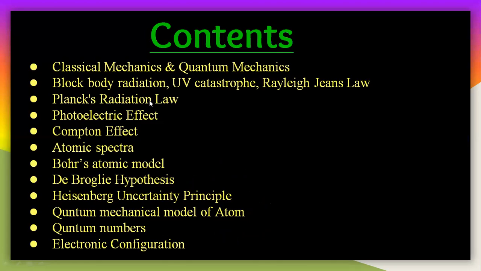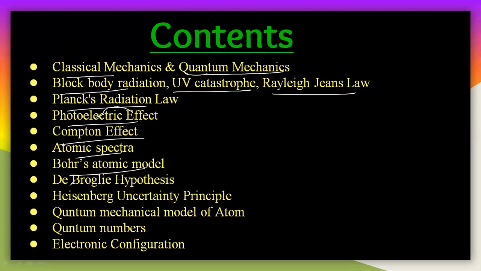First, the basic thing: what are the contents of this particular chapter? See, the classical mechanics and the quantum mechanics, black body radiation, the UV catastrophe and the Rayleigh-Jeans law, next Planck's radiation law, photoelectric effect, Compton effect, atomic spectra, Bohr's atomic model, de Broglie hypothesis, the Heisenberg uncertainty principle, the quantum mechanical model of an atom, the quantum numbers, and finally the electronic configuration. So these are all the things in this atomic chapter.